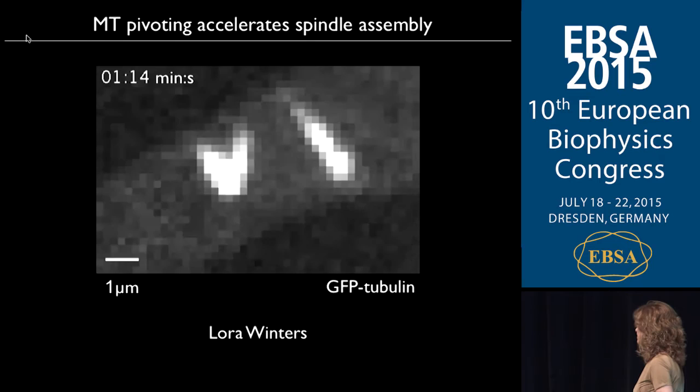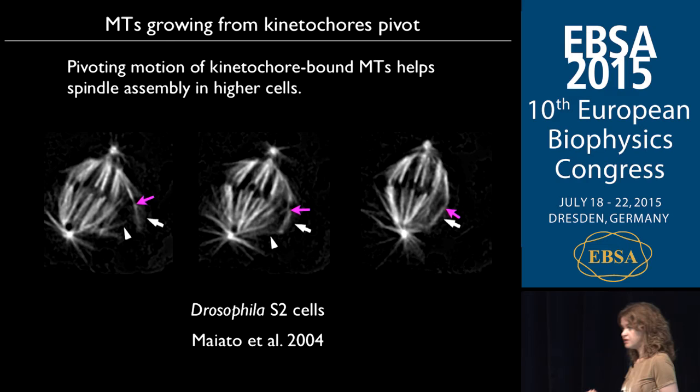And this motion is not restricted to yeast, and it's not restricted to the microtubules growing from the spindle pole. Here we see an example of a Drosophila S2 cell, and we see how microtubules growing from the kinetochore perform angular motion. Here is the kinetochore, the pink arrow is pointing to it, and this is a microtubule growing from the kinetochore. You can see how this microtubule is pointing away from this spindle pole in the first image, and then it turns, meets the microtubule growing from the lower spindle pole, and then gets integrated into the spindle.